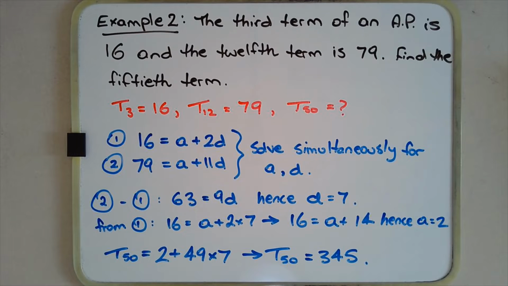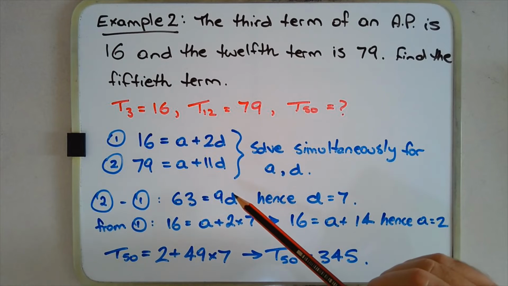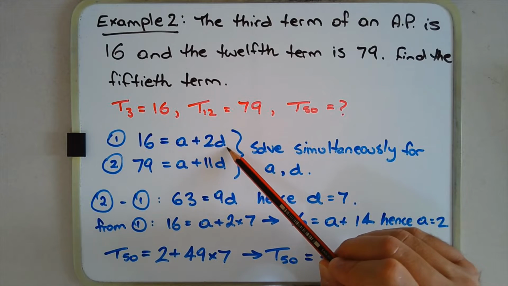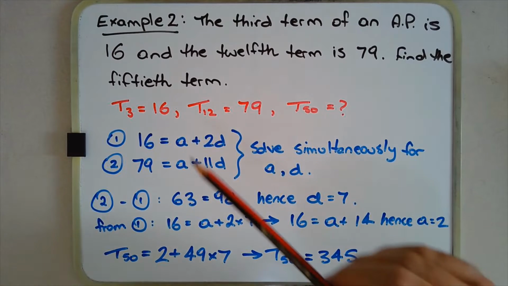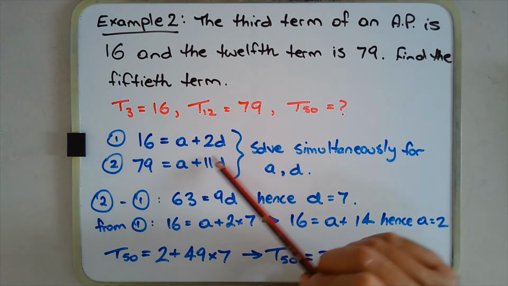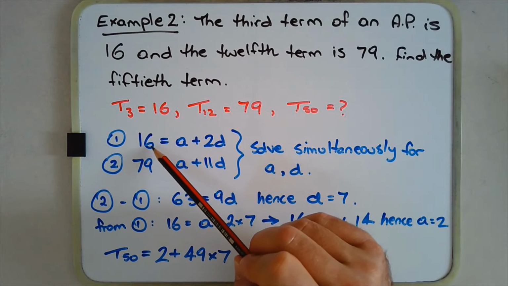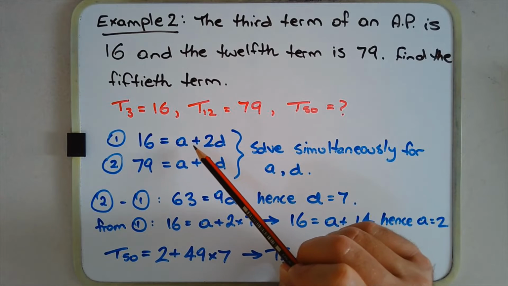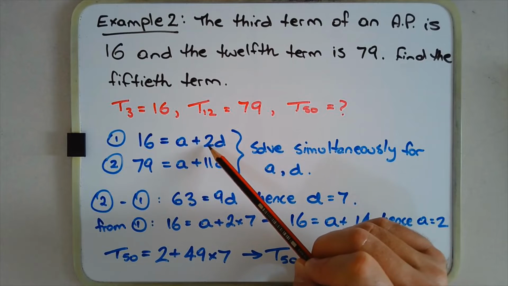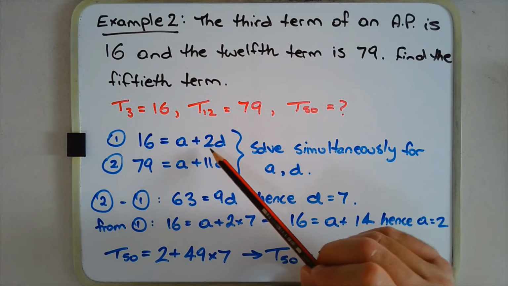So we need to use the formula for the nth term of an AP. So Tn is equal to a plus (n minus 1)d. We're going to form two equations using that formula and then solve that simultaneously to find the values of a, the first term, and the common difference d. So using T3 equals 16 and forming our first equation, we have 16 is equal to a plus (n minus 1)d. Now n is 3, so 3 minus 1 is 2. So the formula is 16 equals a plus 2d.